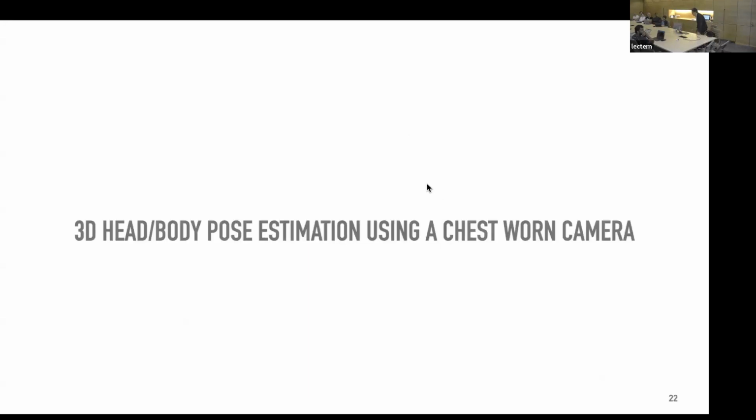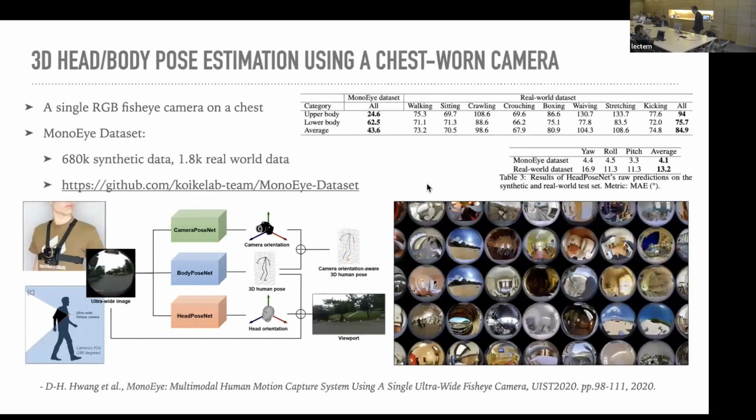So the first technology I want to talk about is 3D head and body pose estimation using chest-mounted cameras. As I said before, to capture the motion of the users, we need 8 or 16 cameras inside the room. And if you want to capture the gaze direction of the users, you need other equipment such as wearable glasses or some fixed cameras. So it costs a lot.